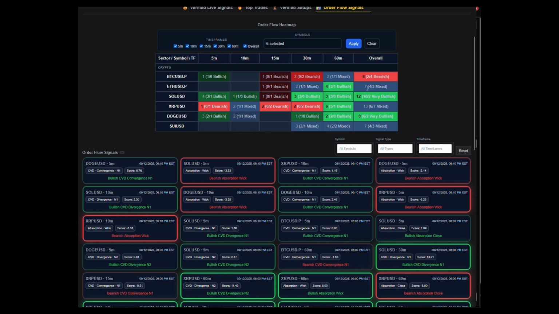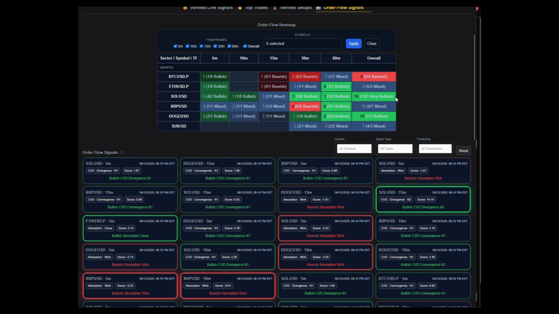Mixed is going to be when there's not enough leaning in one direction or the other. So 7 total signals, 4 bullish, 3 bearish, mixed. A very bullish signal now for Solana. I explained how all these work. 16 total, 13 bullish, 3 bearish, labeled as very bullish. If you hover over it, it shows some information. It's not the most important, it's kind of just explaining what's happening here.